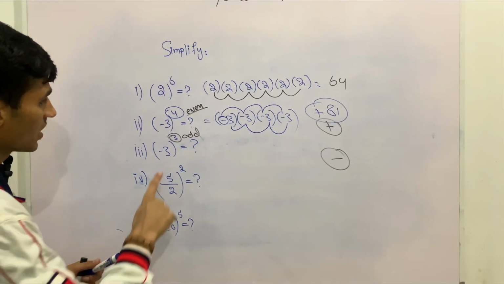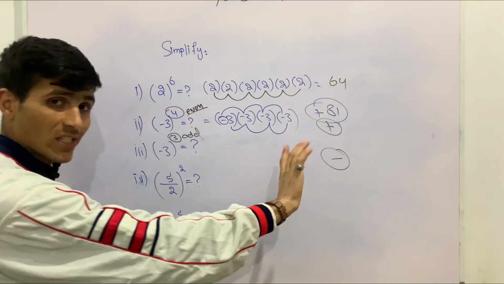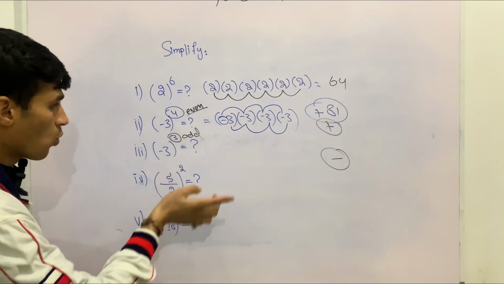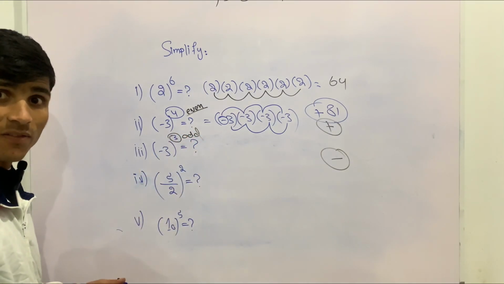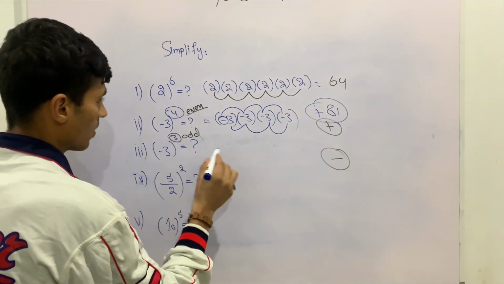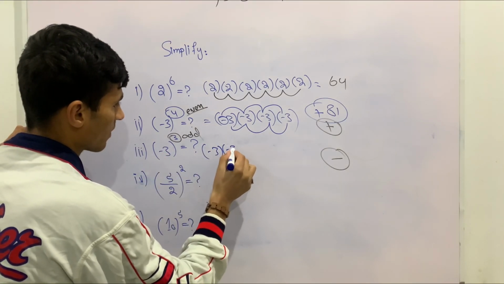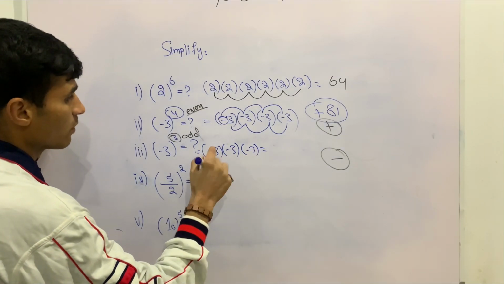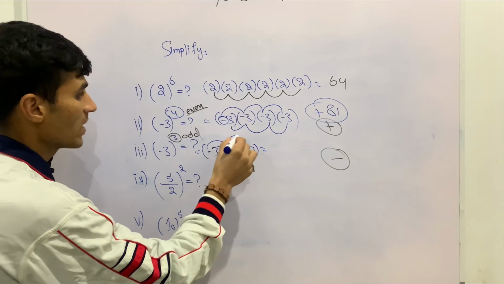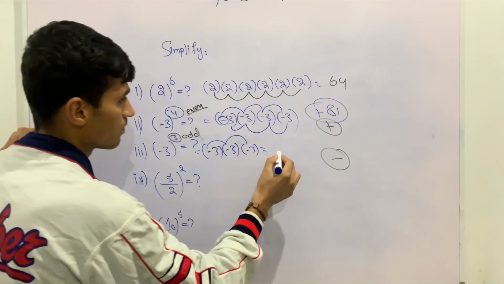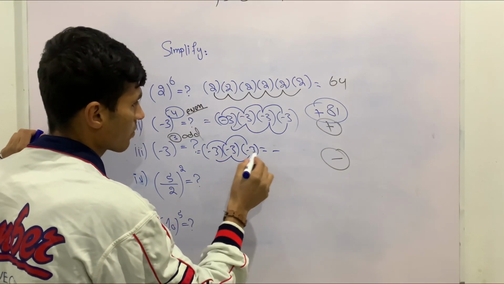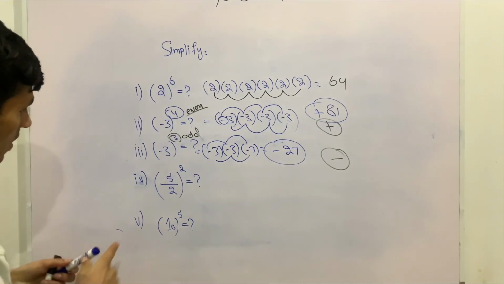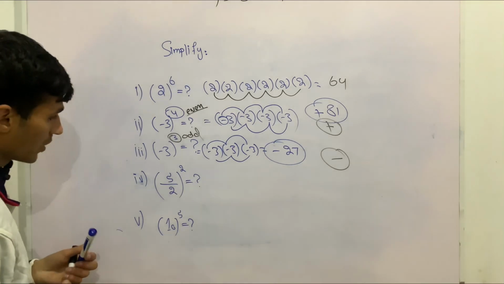Look at this example. I told you that the answer is always negative because the exponent is an odd number while the base is negative. Negative 3 multiplied by negative 3 multiplied by negative 3. So negative multiplied by negative becomes positive. Positive multiplied by negative is negative. 3 times 3 is 9. 9 times 3 is 27. Negative 27.